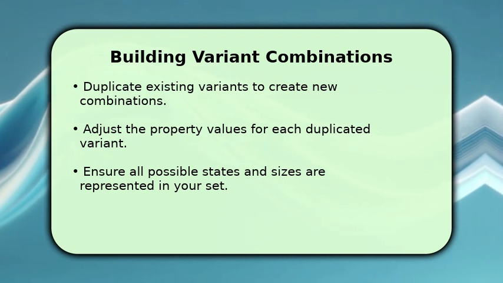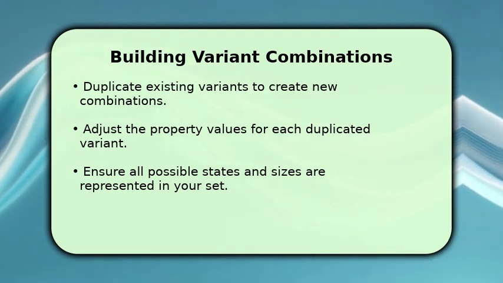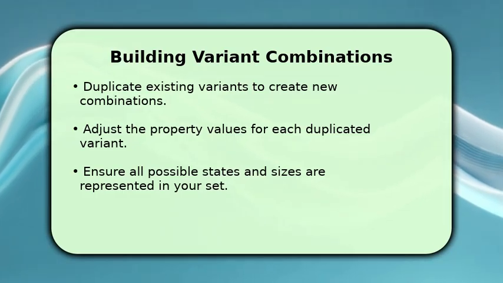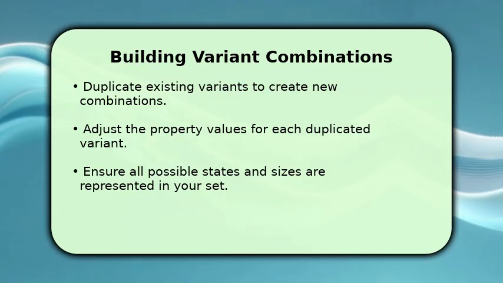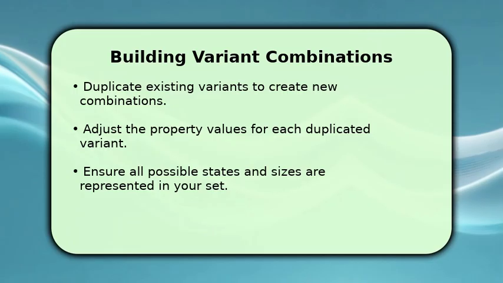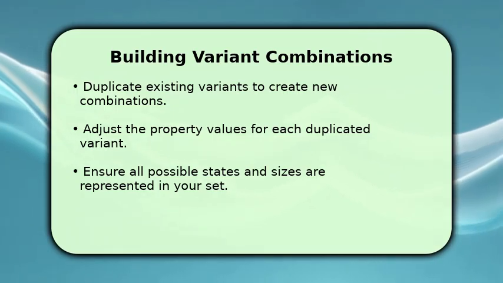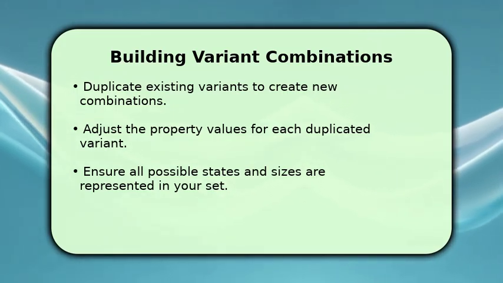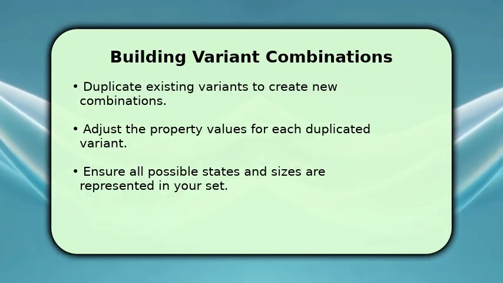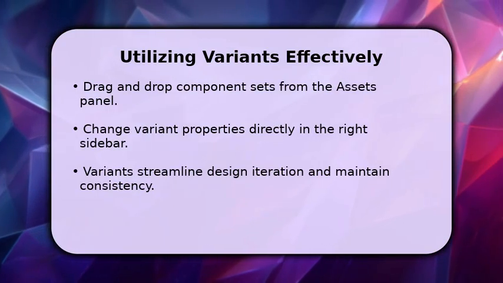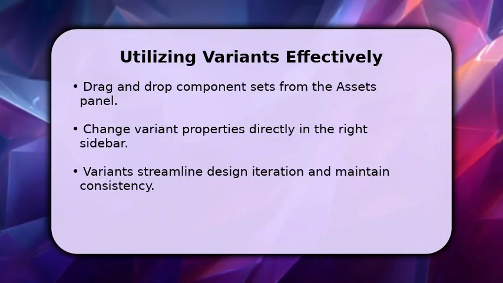After duplicating, select the new variant and change its property values in the right sidebar. For instance, if you have a state property, you might change one variant to default and another to hover. This method allows you to build out a comprehensive set of variations, ensuring all necessary design states and options are available for your components.